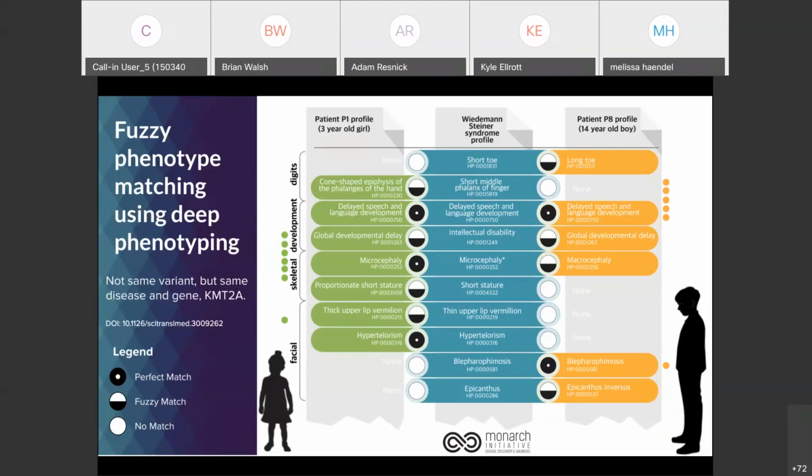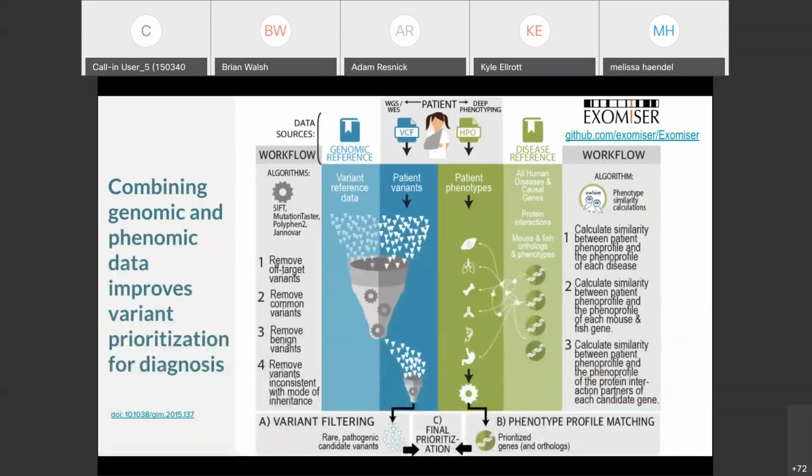And if you go to the next slide, there's one more. This is how you put together the phenotype data with the genotype data. This is a very busy slide, and these slides are obviously available. But the idea is that we have genomic data, we have genomic reference data, and we can use a variety of frequency filtering, Mendelian filtering, pathogenicity determinations, and the like to identify candidate variants.